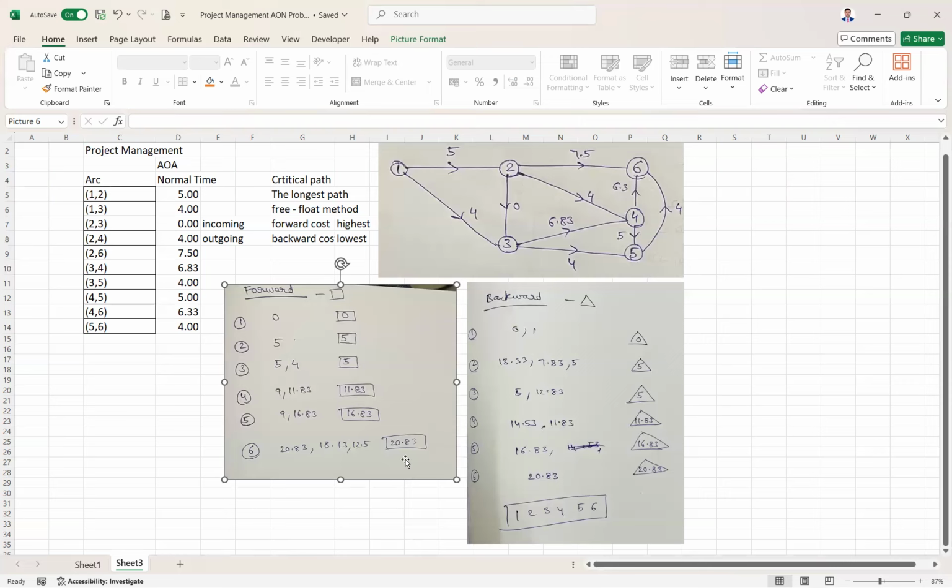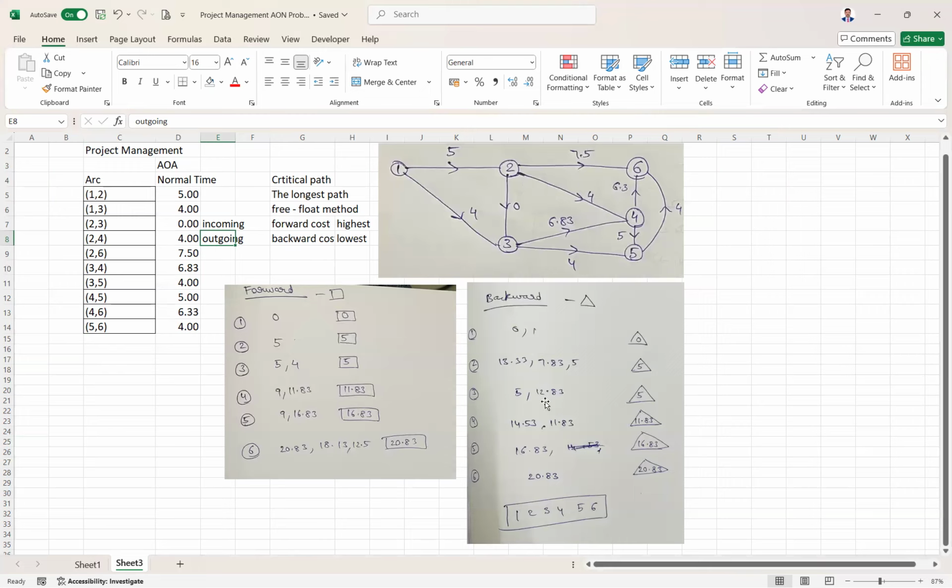Now we start with the backward cost. For backward cost, we move from finish to start. So for the backward cost, we see the outgoing nodes. How many outgoing nodes are there for the particular node? For 6, there is no outgoing node. The maximum cost, which is the critical cost, is 20.83. So that becomes your backward cost. There is only one cost, 20.83. That is your backward cost.